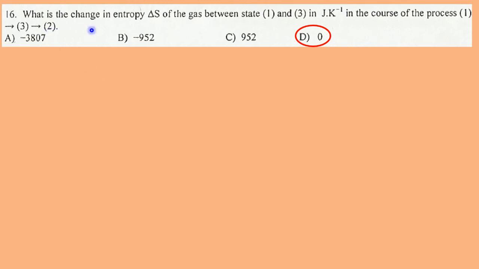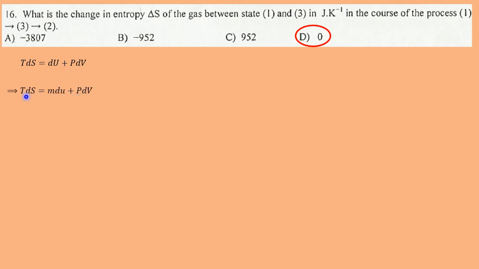What is the change in entropy delta S of the gas between state 1 and 3, in joules per Kelvin, in the course of the process 132? Now let's recall that T dS equals dU plus P dV, where S here is the entropy, U the internal energy, and V the volume, P is the pressure.